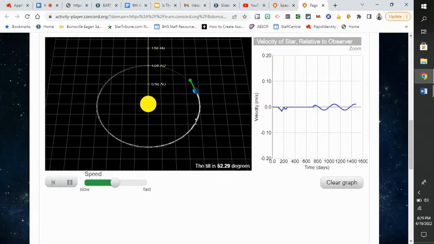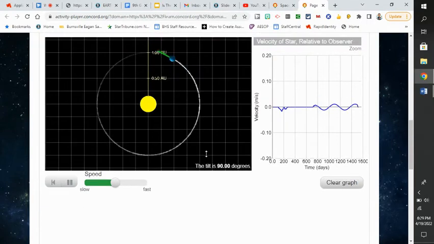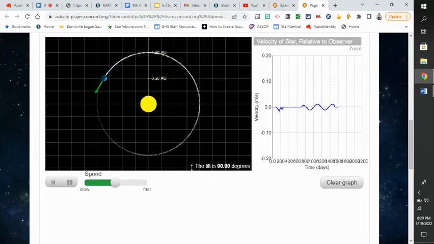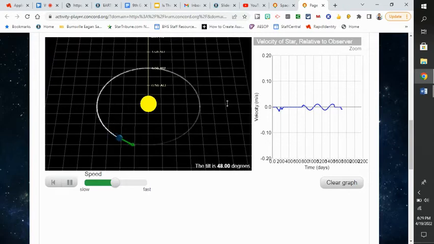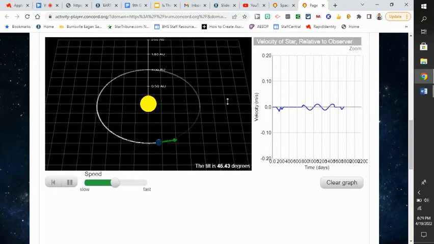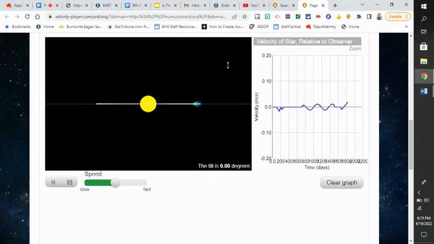So what you should do is go back to it and check. The tilt degree is in the lower right. So 90 degrees is here. 45 degrees is about there. And 0 degrees is straight on. So if you don't know, you can always manipulate the model in order to find out.